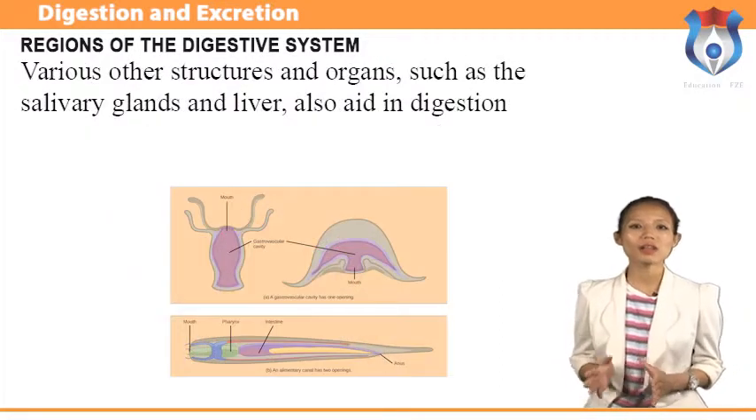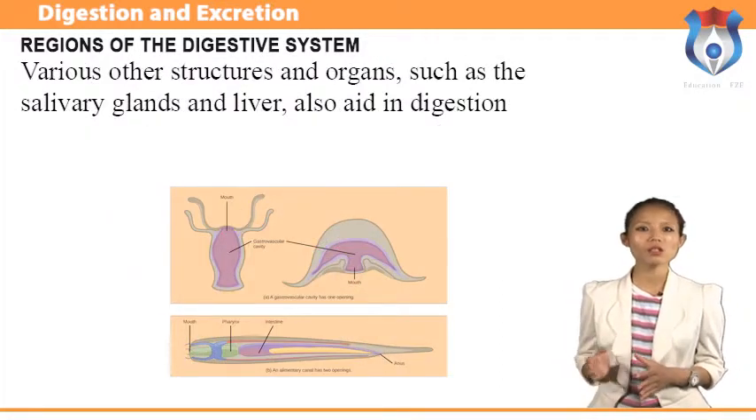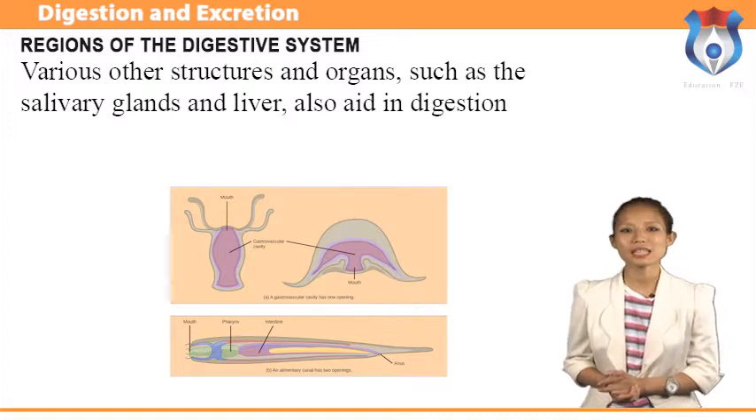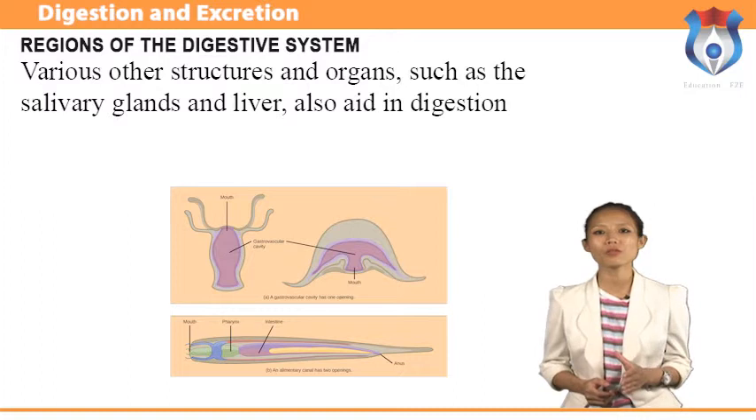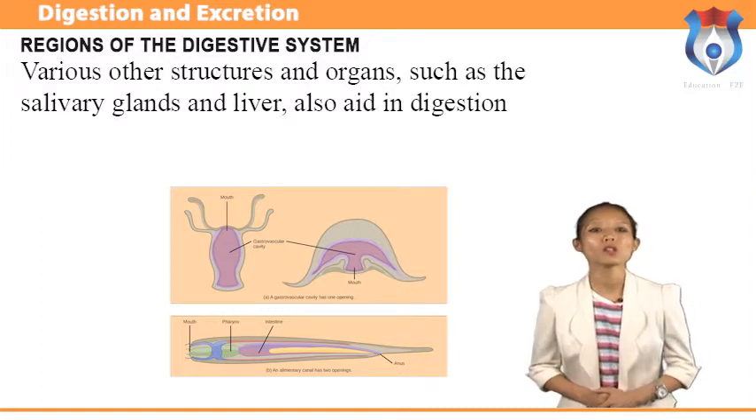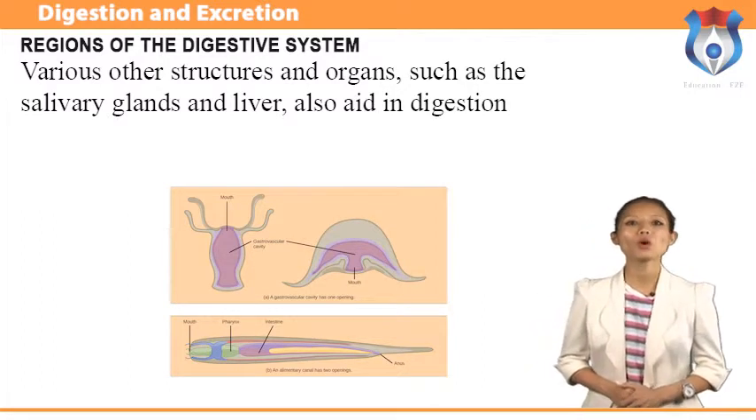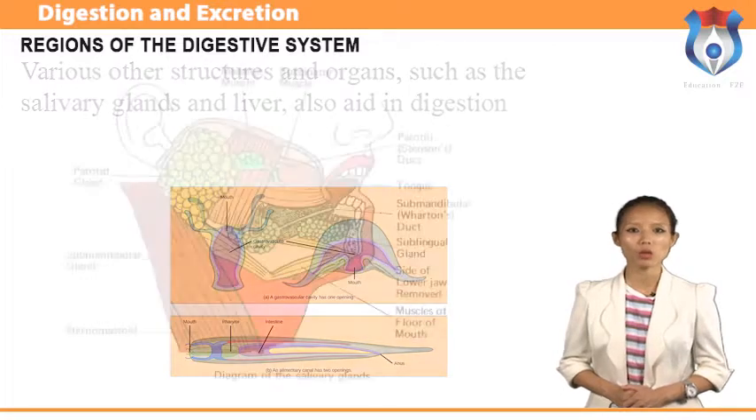The digestive tract is composed of the mouth, esophagus, stomach, small and large intestine and anus. Various other structures and organs such as the salivary glands and liver also aid in digestion. A few of the key structures are described below.